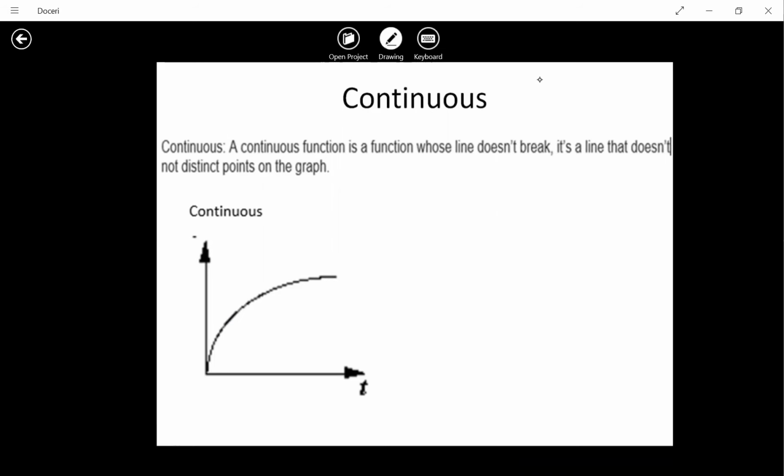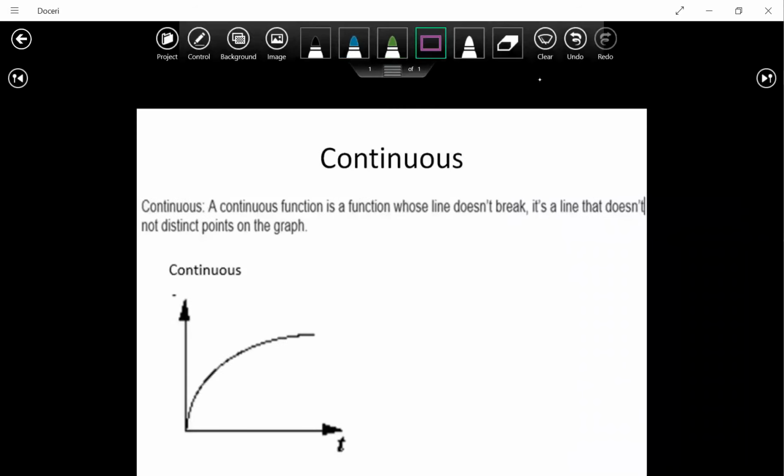A continuous function is a function whose line doesn't break. It's a line with no distinct points. Another way to think about it is if you can draw the graph without picking up your pencil, it is considered continuous. The line does not have distinct points on the graph. So it looks like a line, a shape, or a circle. And that's what you want to be able to take it across.